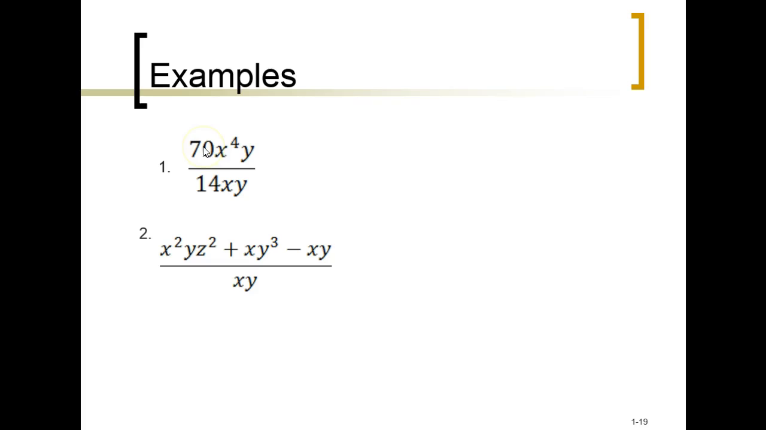If you want to write that one out the long way, that's okay. So you would be writing out 70 divided by 14, so that's 5. And then you would have x to the 4 minus 1, because that's division, and then y to the 1 minus 1. So 5x to the 3, y to the 0. And remember that y to the 0 is just equal to 1. So this answer is 5x to the 3.